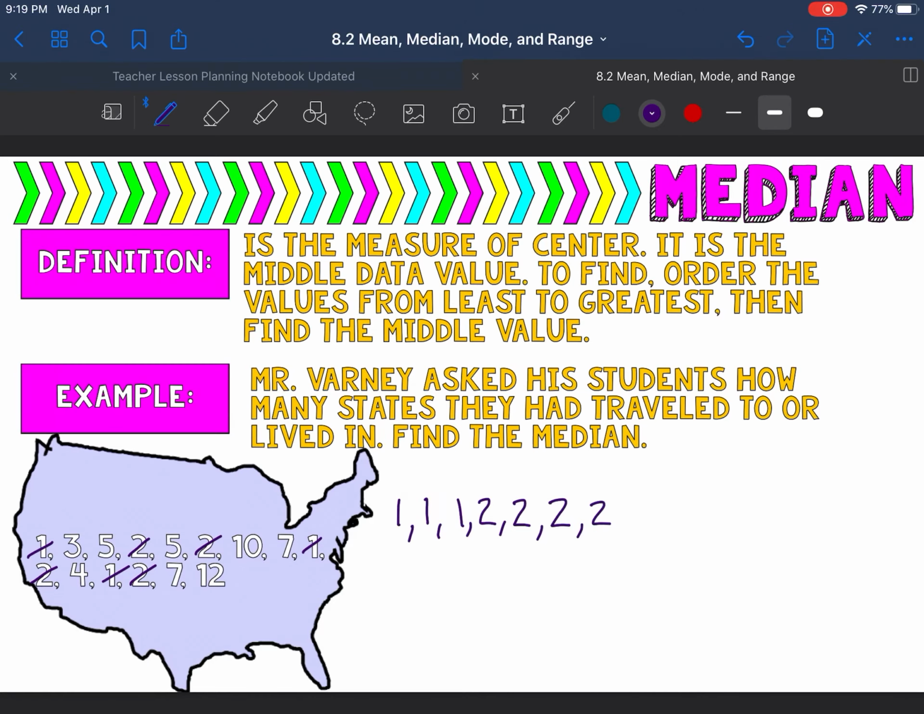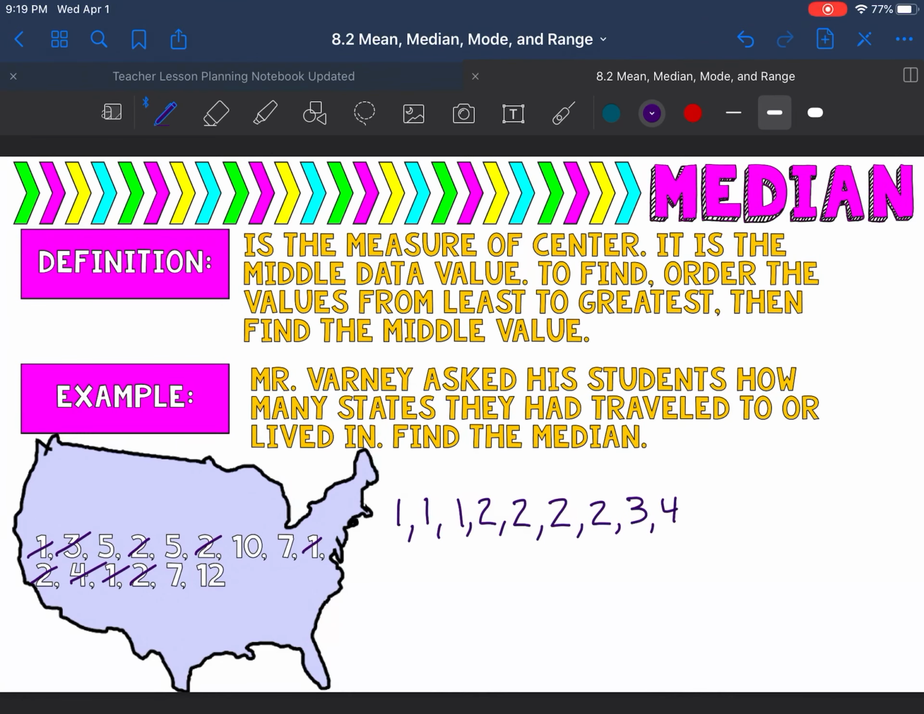Okay, so now we can move on to 3s. Do I have any 3s? Oh, I got a 3. Any more 3s? No more 3s. So I'm good on 3s. I can move on. So let's look for 4s. Any 4s? Yep, got a 4.